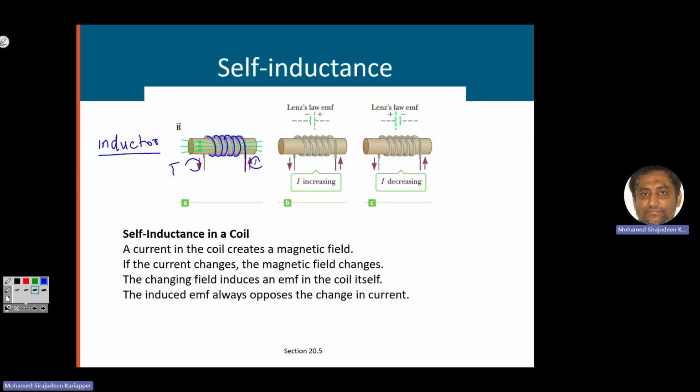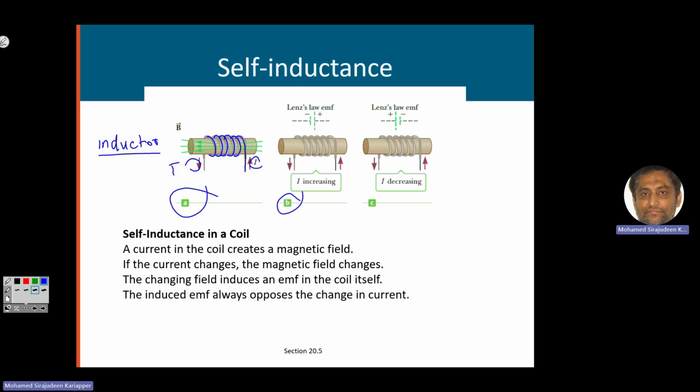Do you think there is any self-inductance now? If the current is not changing, is the flux changing? No. If the flux is not changing, will there be an induced EMF? No. Only when the flux is changing will there be an induced EMF. So case A: nothing happens, no inductance.